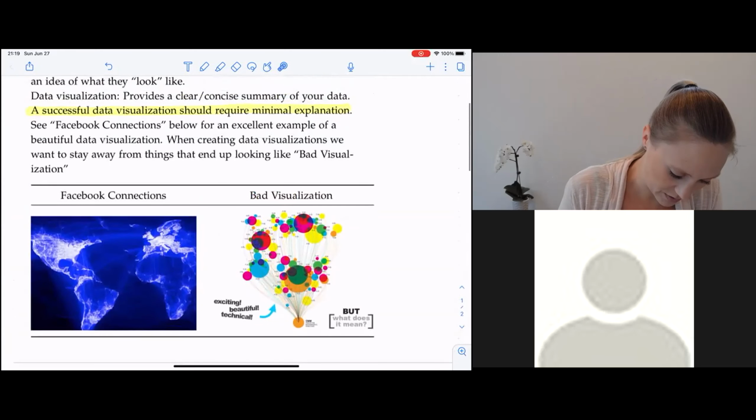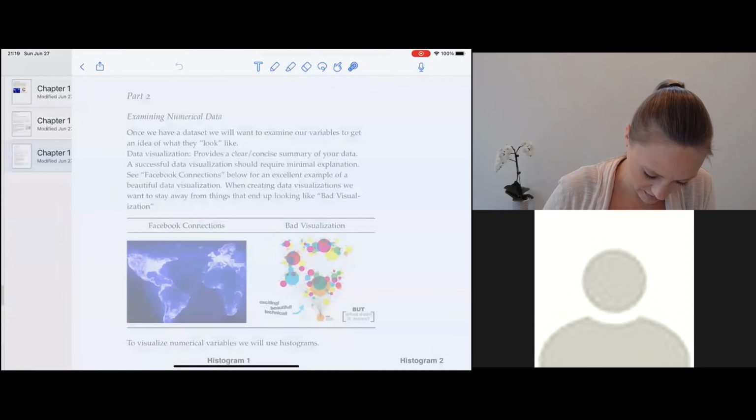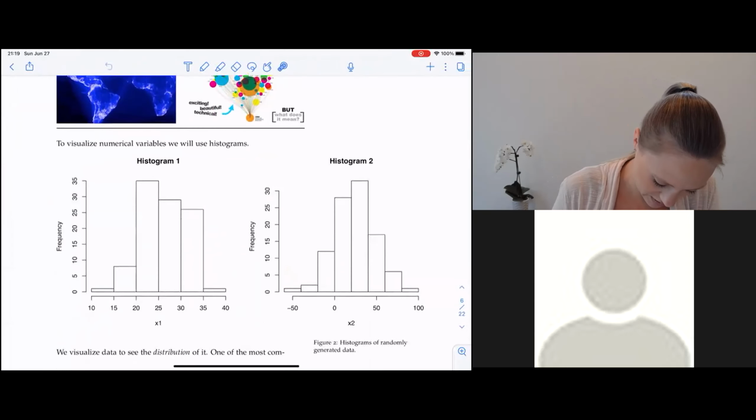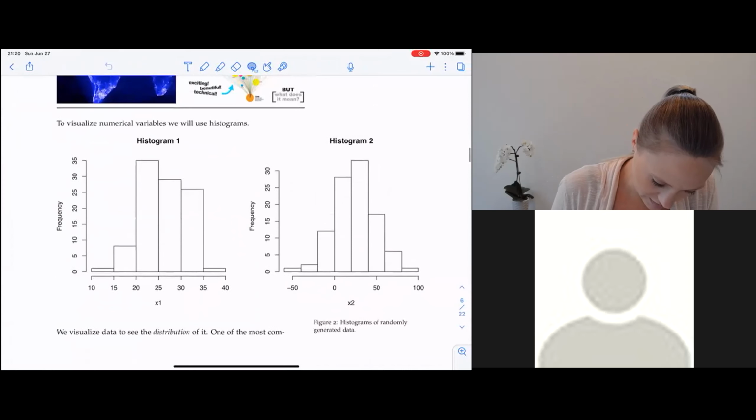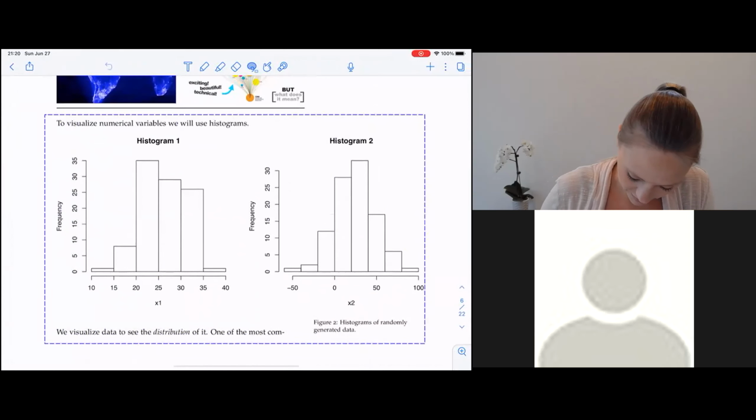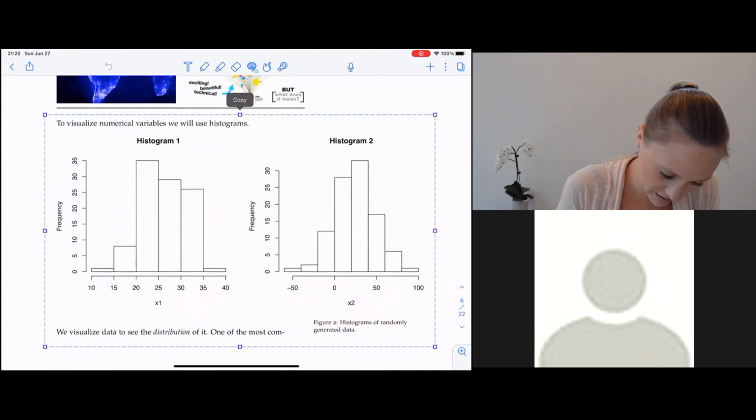Oh, I forgot I was in the notes. Okay. Let's see if I can grab this whole thing or what.